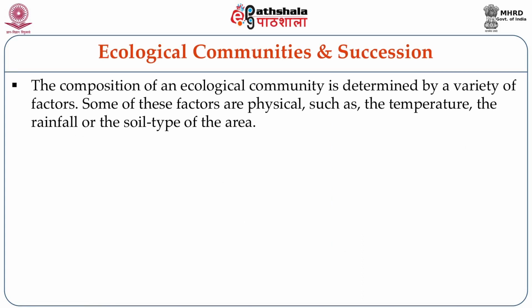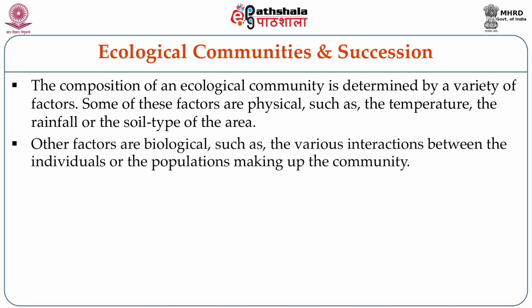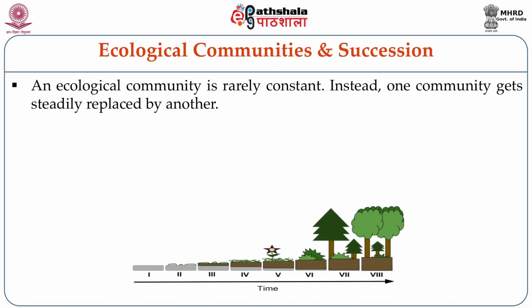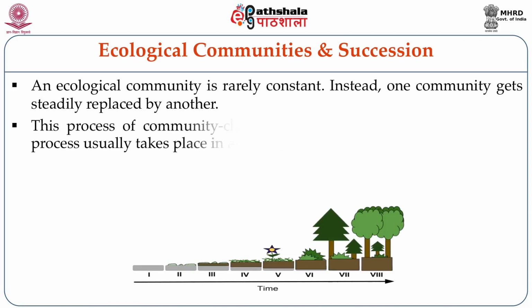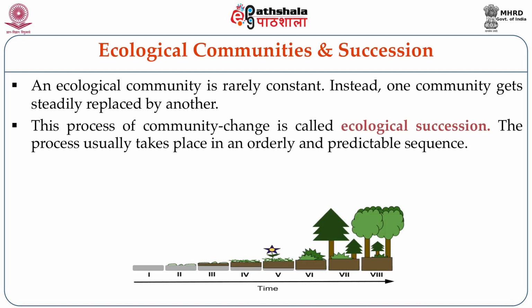The composition of an ecological community is determined by a variety of factors. Some of these factors are physical, such as the temperature, the rainfall, or the soil type of the area. Other factors are biological, such as the various interactions between the individuals of the populations making up the community. An ecological community is rarely constant. Instead, one community gets steadily replaced by another. This process of community change is called ecological succession. The process usually takes place in an orderly and somewhat predictable sequence.